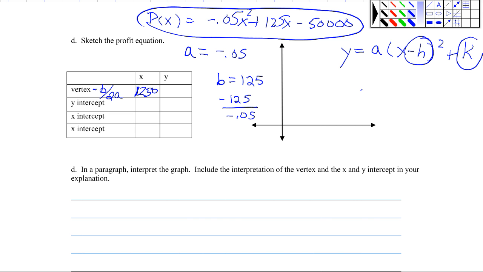Now, in order to find the y-coordinate of the vertex, I plug that 1250 back in for those two x's. If I do that, the number I get is 28,125. Okay, that's the vertex. The y-intercept is almost always easy to find. You always find the y-intercept by plugging in 0 for x. If I plug in 0 for x, I get negative 50,000.